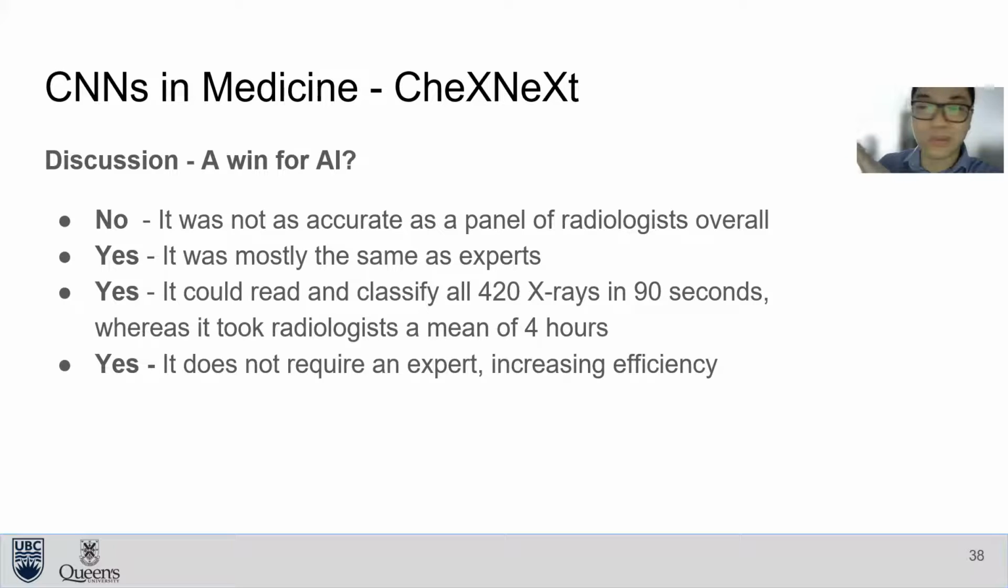And spoiler, with most studies, we don't beat radiologists yet. Despite what you hear in these cherry-picked studies, on average, AI does not beat radiologists. But the benefit is that it reads 420 X-rays in 90 seconds, right? And radiologists would take much longer. So you can make an argument that this is a proof of concept that we have an automated system that performs just as well as radiologists, but it's more efficient.